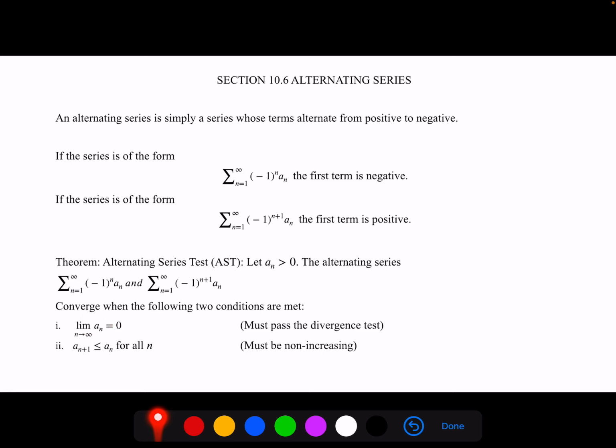And what it says is the sum from n equals 1 to infinity of an alternating series, so where we have negative 1 to the n a sub n or negative 1 to the n plus 1 a sub n, will converge when the limit as n goes to infinity of a sub n is equal to 0 and a sub n plus 1 is less than or equal to a sub n for all n. In other words, we need to pass our divergence test and have a limit going to 0, and we need to be non-increasing.